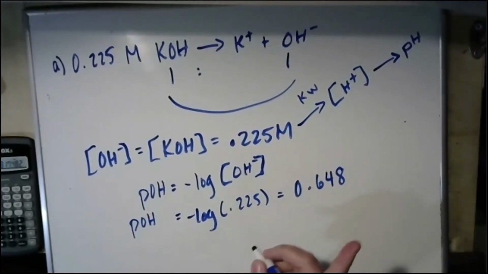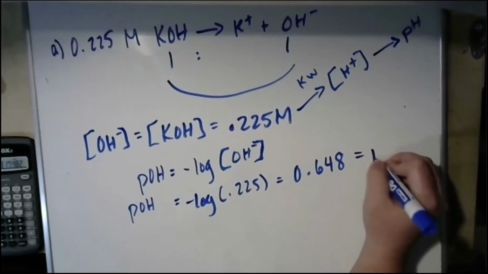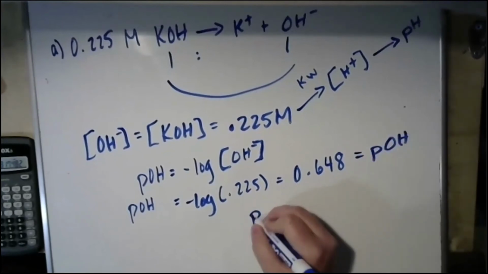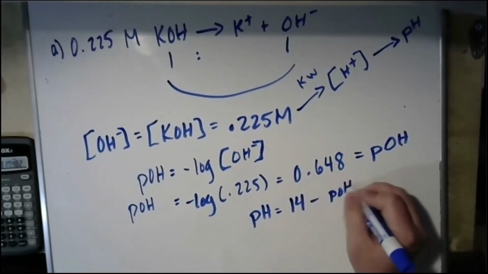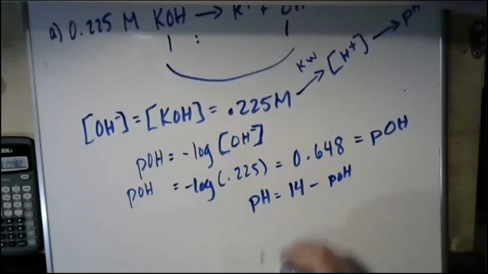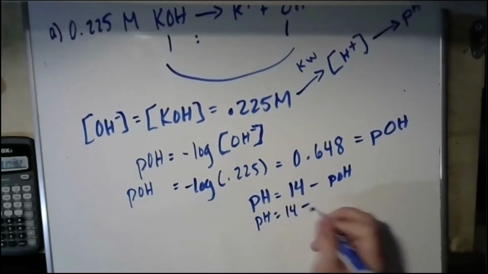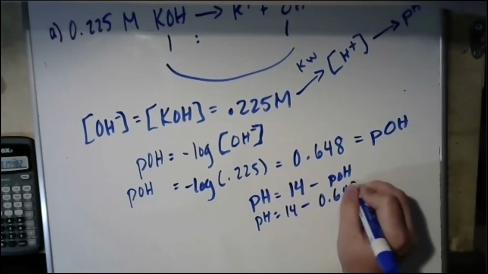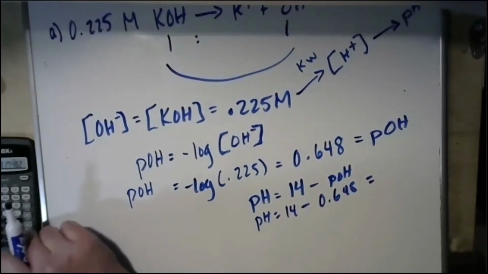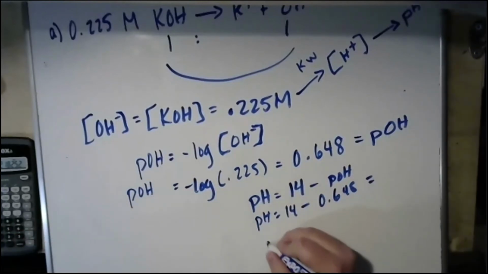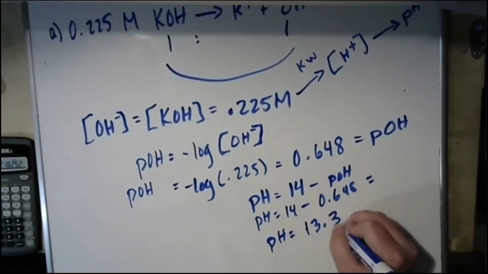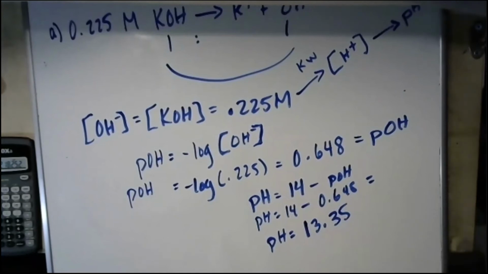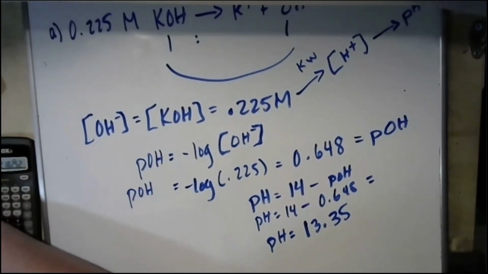Not my final answer, because this did not ask me for my pOH, it asked me for my pH. So now that I have my pOH, I'm going to solve for my pH. 14 minus my pOH. Remember that from before? So my pH is going to be 14 minus 0.648, so my pH is going to be 13.35.